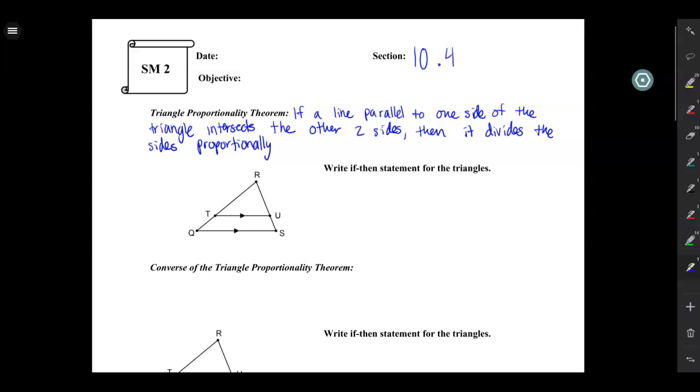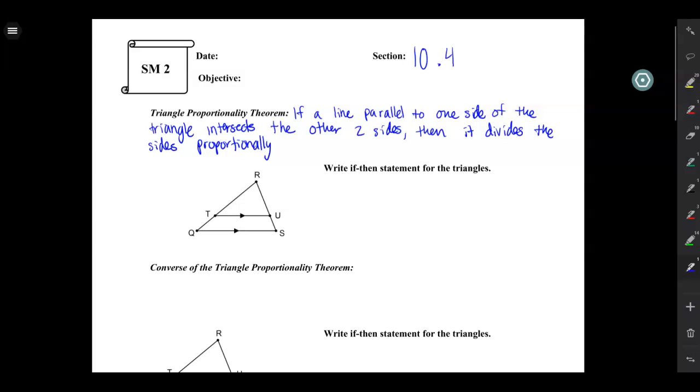Alright, today we're going to talk about triangle proportionality theorems and how we can use properties of triangles to solve for missing pieces of the triangle. So the first thing we want to talk about is the triangle proportionality theorem. Every theorem has two parts: a premise, or an if part, and then a conclusion. The premise is: if a line parallel to one side of a triangle intersects the other two sides, and here's the conclusion, then it divides the sides proportionally.